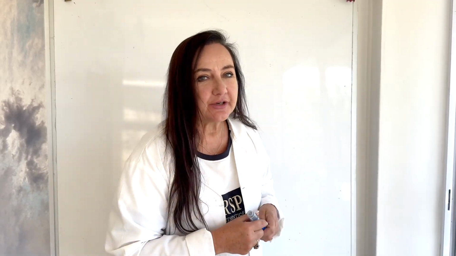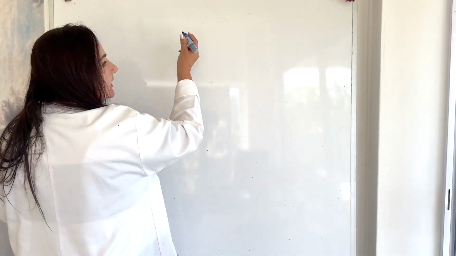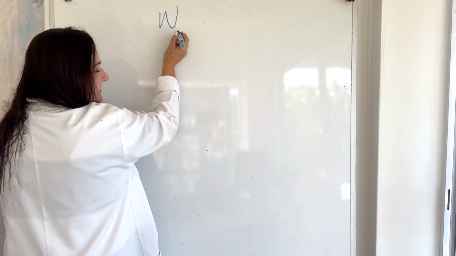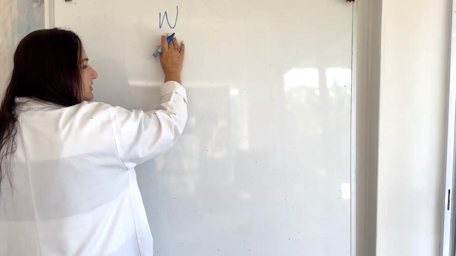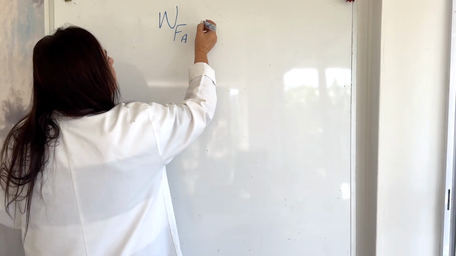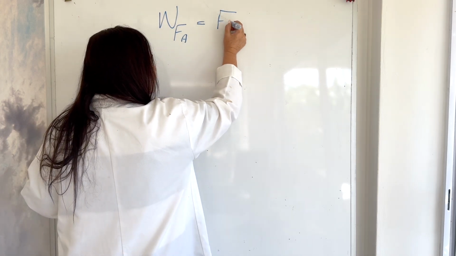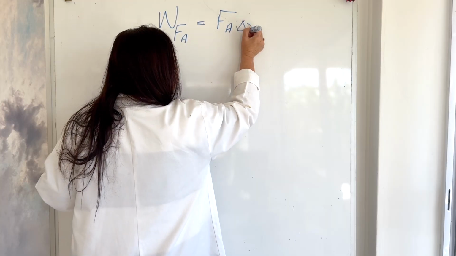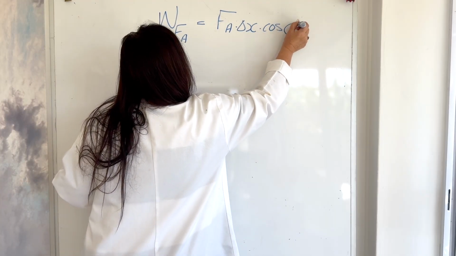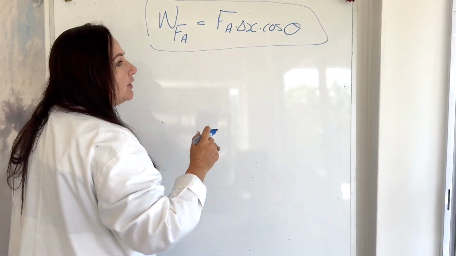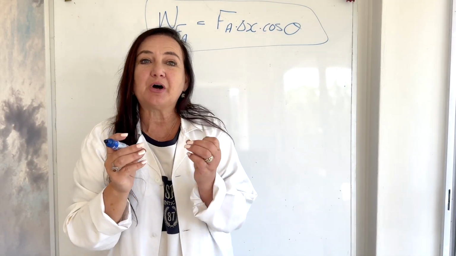Alright, so let's recap. We said that we can determine work by the formula W, for a certain force. Let's say the work done by an applied force F equals the force times the product of the delta x cos theta. So that is our basic formula for the work done by a certain force.